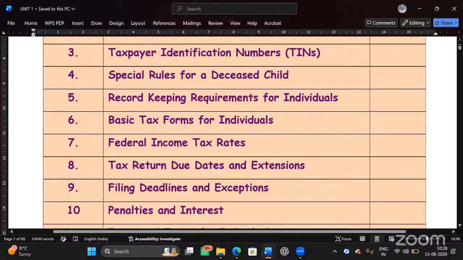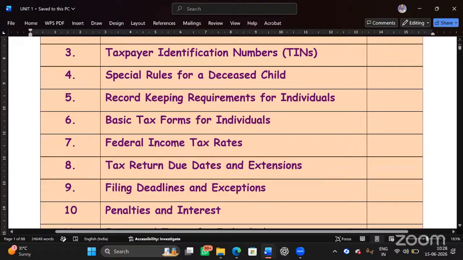That is the reason every taxpayer is responsible for maintaining all data and all records relating to income tax for a certain number of years. How many years? Under what circumstances? Unlimited number of years. This information will be clearly given under the fifth head, record keeping requirements for individuals.